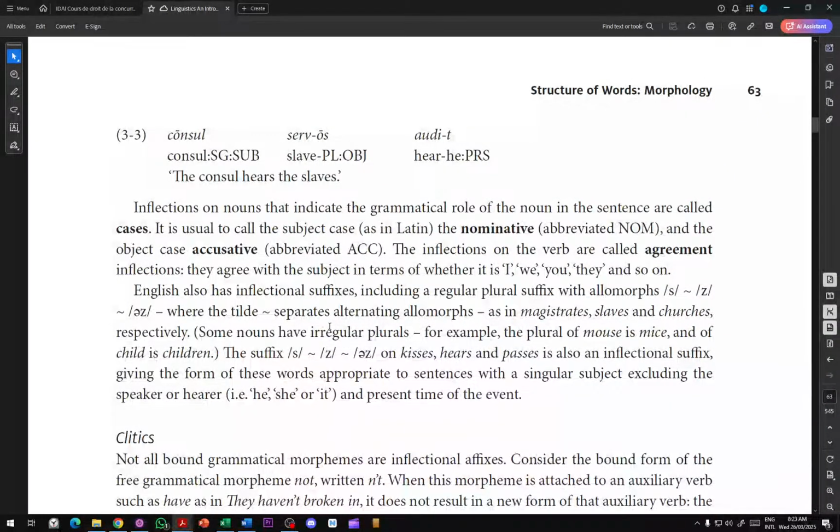The inflections on the verb are called agreement inflections.